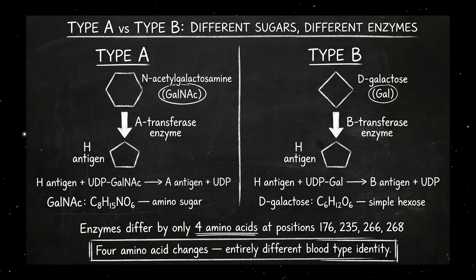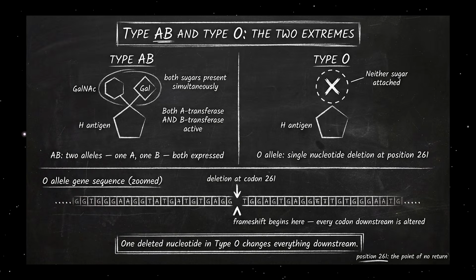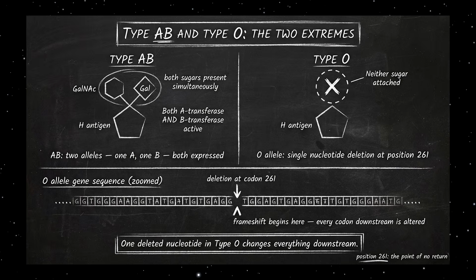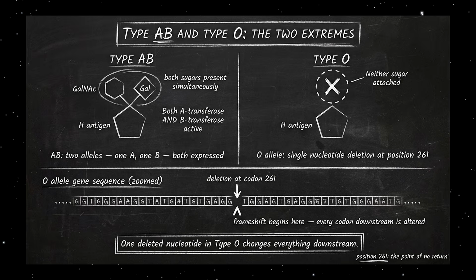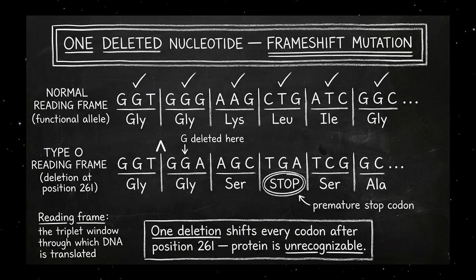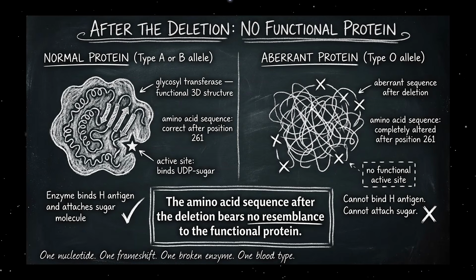In type A, the enzyme attaches N-acetylgalactosamine, a specific sugar, to the H antigen. In type B, a variant of the enzyme attaches D-galactose instead. In type AB, both enzyme variants are active and both sugars are attached. In type O, the gene carries a single nucleotide deletion near position 261 in the coding sequence. One deleted nucleotide. The deletion shifts the reading frame. Every codon downstream of position 261 is misread. The amino acid sequence after the deletion bears no resemblance to the functional protein.